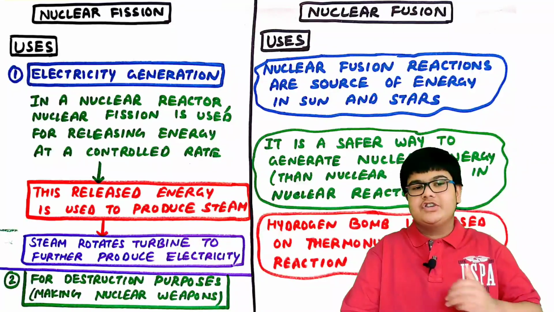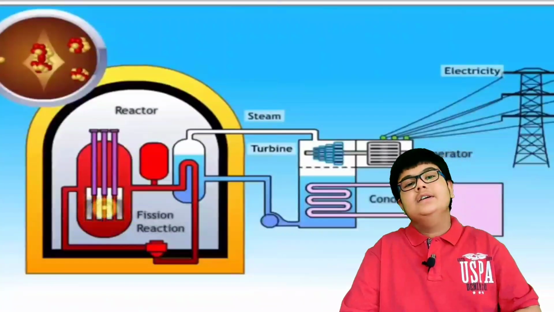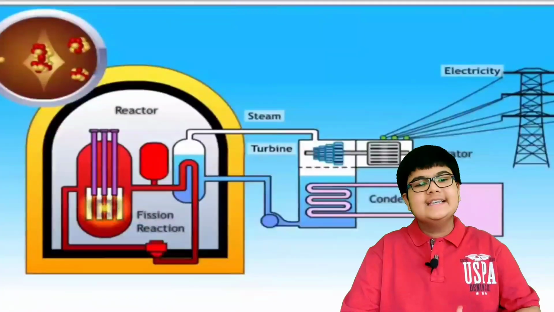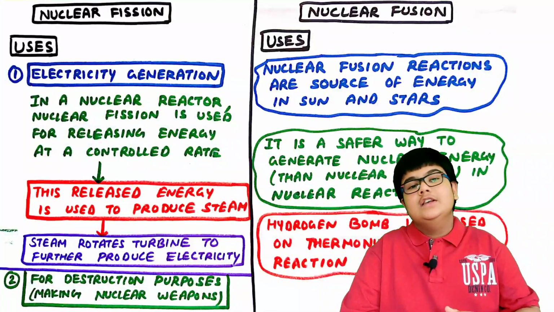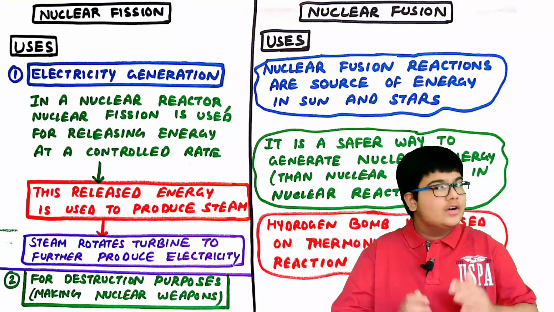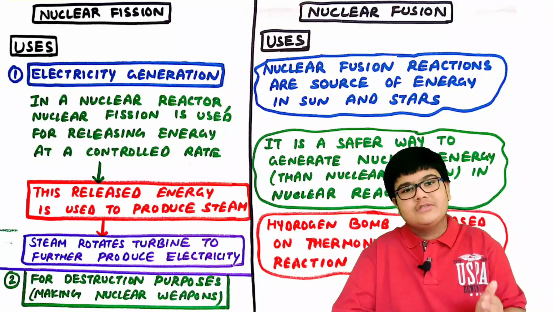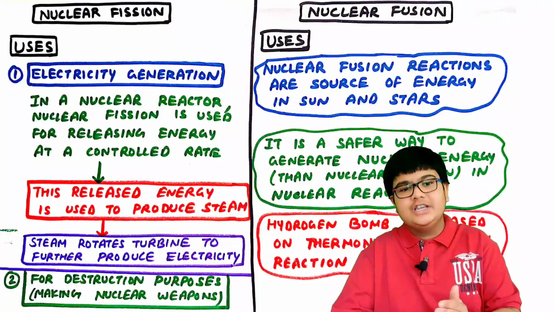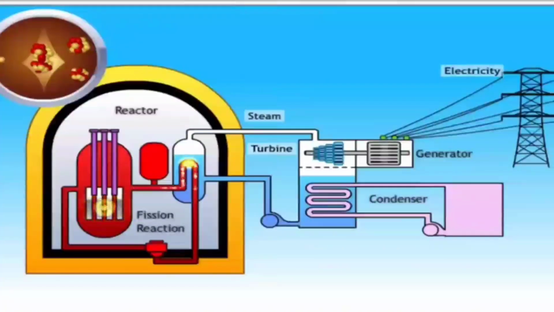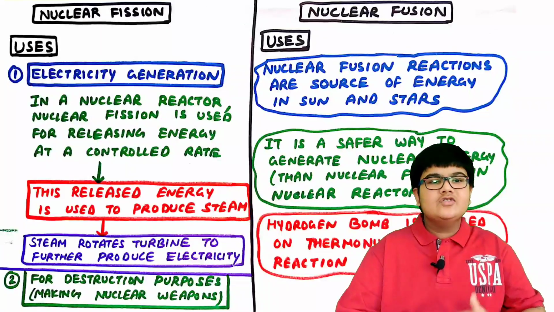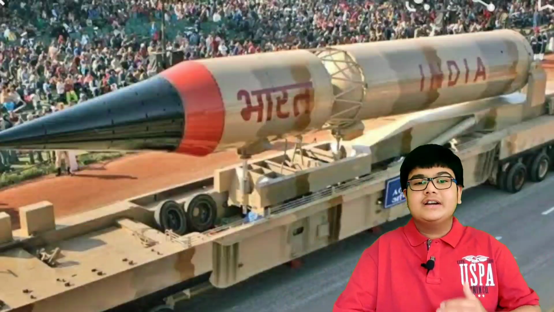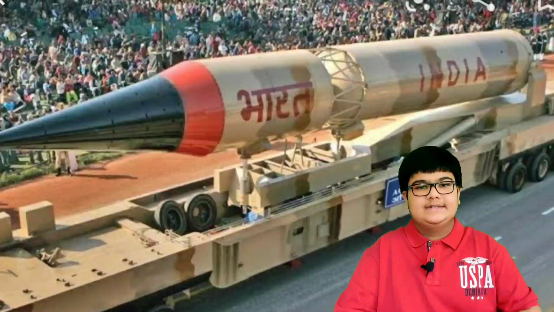First is electricity generation. In a nuclear reactor, nuclear fission is used for releasing energy at a controlled rate. Originally, nuclear fission is an uncontrolled process, but a nuclear reactor is a place where this can be used for generating energy at a controlled rate. This released energy is used to produce steam, and this steam rotates the turbine to further produce electricity. And the second use of nuclear fission is for making destructive weapons such as nuclear weapons.